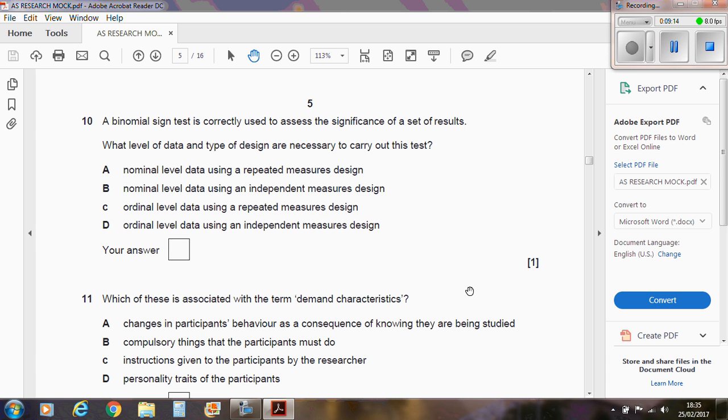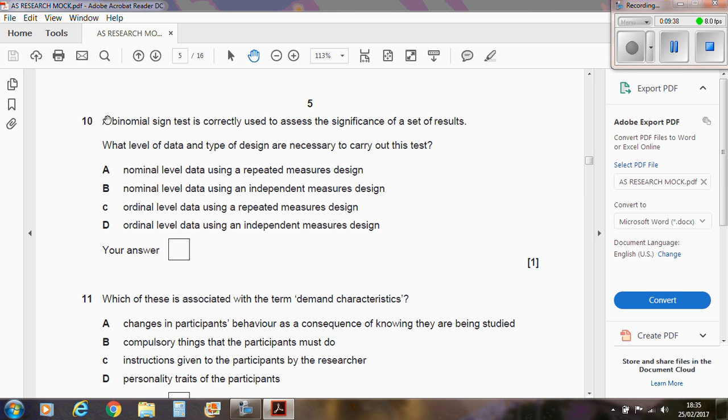Number 10, a binomial sign test is correctly used to assess the significance of a set of results. What level of data and type of design is necessary to carry out this test? Now, binomial sounds a bit like nominal. So it's nominal data, surprisingly. So it gets rid of C and D straight away. So you've either got A or B.